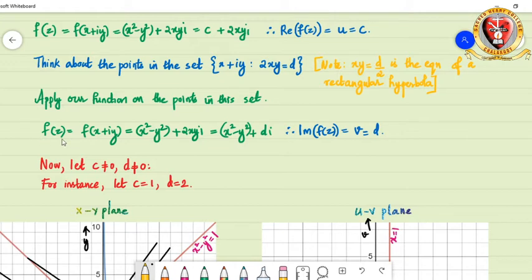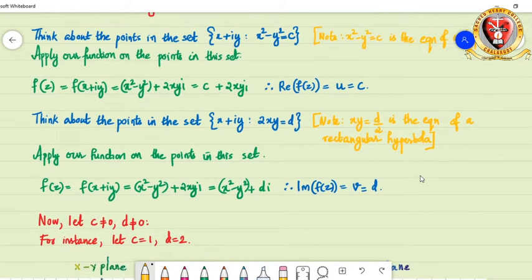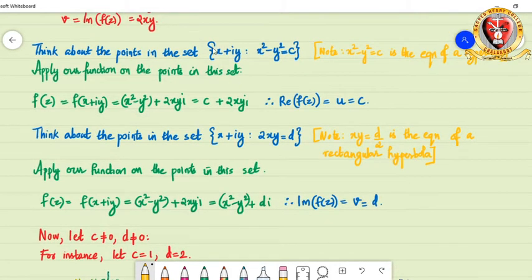So when we are thinking about the imaginary part of the function, you are getting the imaginary part to be equal to d. So we call it v, right? So v is equal to d. So this is what we got now. Let us picturize what we got now in two planes. For that, you had the domain set to be the first set here and the second set here.